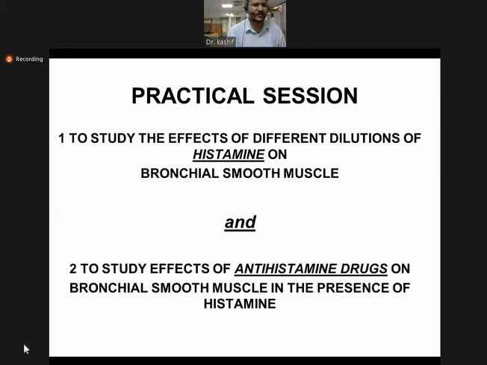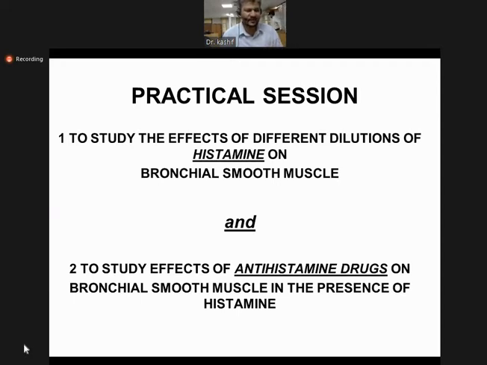First, you study the effects of different dilutions of histamine only on bronchial smooth muscle. This will give you an idea of how histamine causes bronchoconstriction, and this we will do on a rabbit model. I will explain the procedure later on. The first part is to use histamine only and observe the bronchoconstriction phenomena in the bronchial smooth muscle.